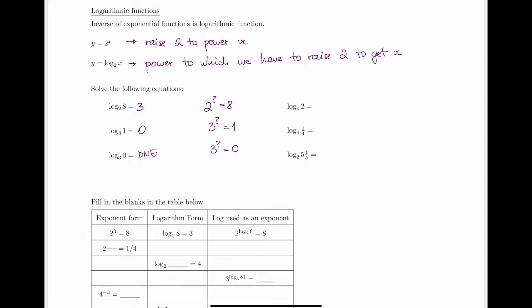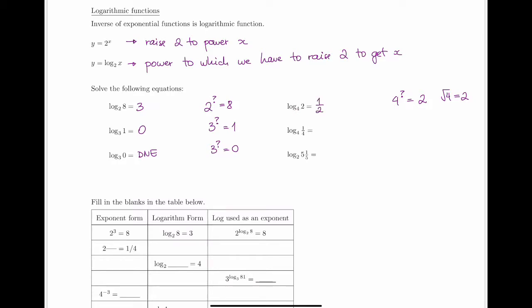Let's take a look at some things with fractions. So to which power do we have to raise 4 to get a 2? 4 to what power is equal to 2? Well, 4 needs to be raised to some fractional power in order to get 2 because it gets decreased. And in fact, we know that the square root of 4 is 2, and square root corresponds to power 1/2, which means that the logarithm base 4 of 2 is actually 1/2.